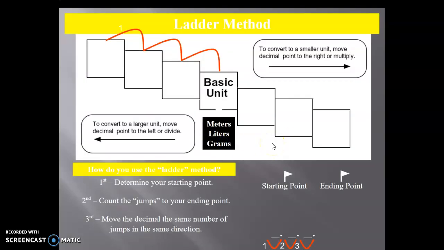Alright, so another way we can do it is a stair-step method. We talked about it in the squares when they were just lined up straight, and some people can get it with that. Some people, including myself, doing this stair-step method is how I finally learned it. Okay, so how do you use the ladder method? Well, first, number one, determine your starting point.